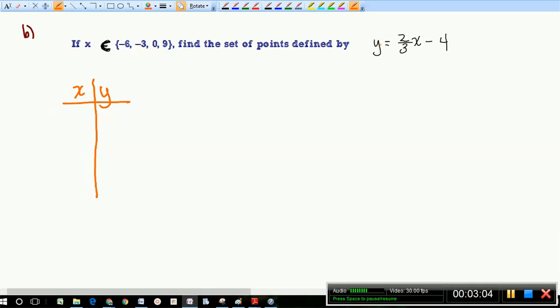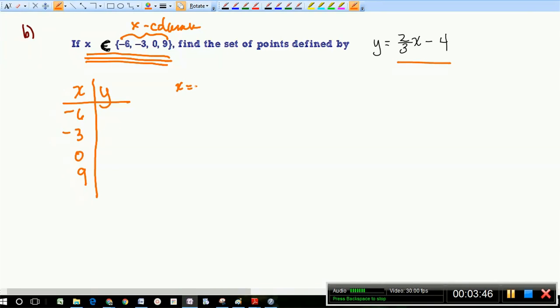The y is defined by the equation, because y is equal to 2 thirds x minus 4. They have defined our x's for us. Many times, when you get more practice at graphing, you will choose the x values. So these go in your x column: negative 6, negative 3, 0, and 9. Then merely plug and chug. Plug in your x, negative 6 to begin with, and get your y based on the equation. Remember, the equation defines the relationship between x and y.